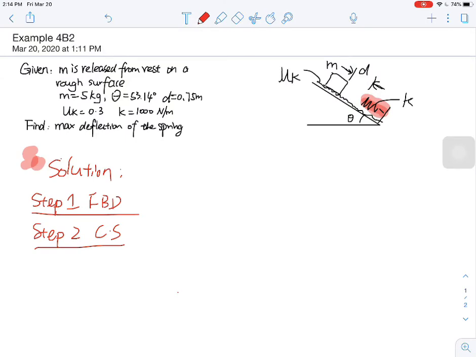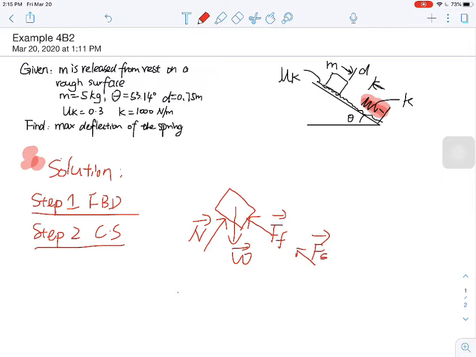I want you to do this in your notes as well. Draw the free body diagram. First take that block and draw all the forces on it. The block should have a weight force going down, a normal force to support the block, and a friction force F. We're also going to have a spring force once it hits the bottom, so we should add that spring force there as well. Those are all the forces on the free body diagram.